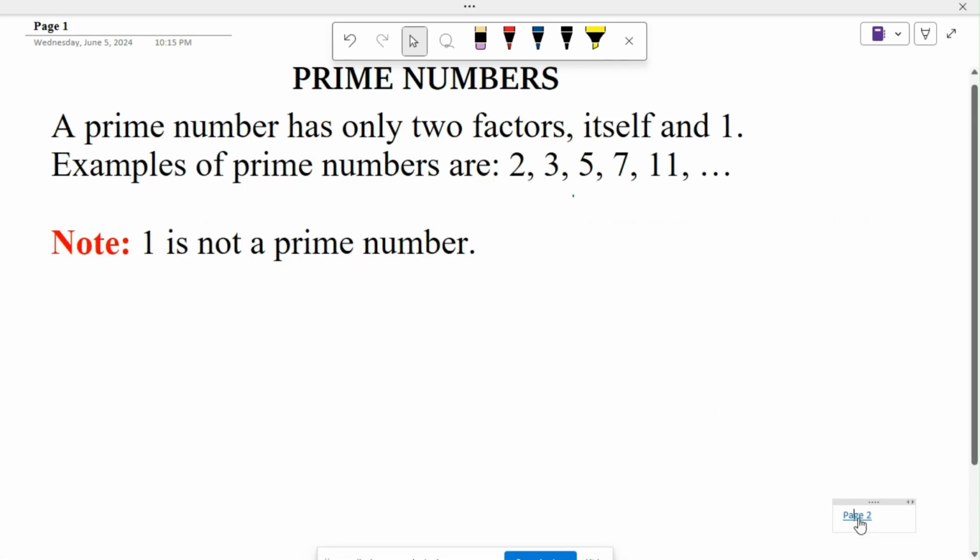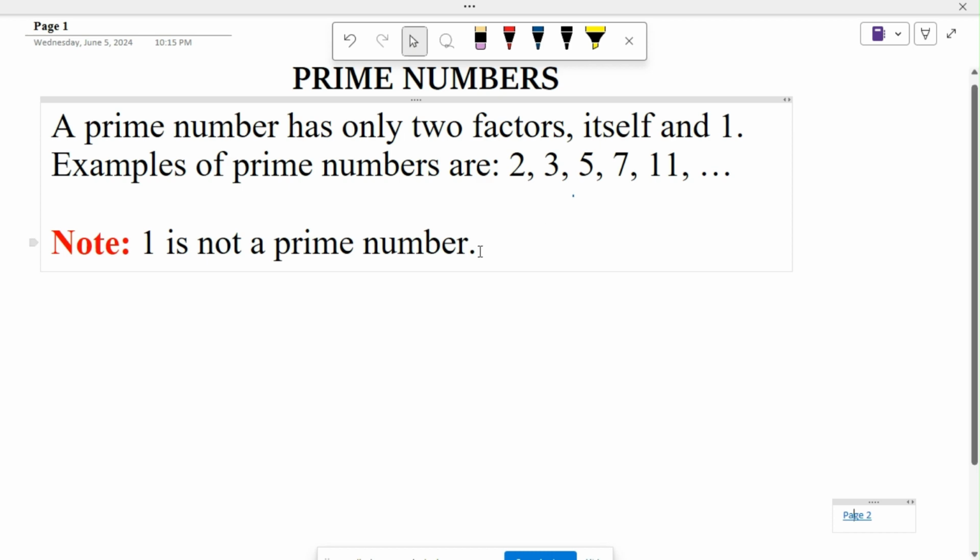What's a prime number? As you can see on your screen, a prime number has two factors, itself and 1. That is, a prime number can only be exactly divided by two factors, which are 1 and that number itself. We can have some examples here. I have them on the screen: 2, 3, 5, 7, 11, and so on. So these are prime numbers.